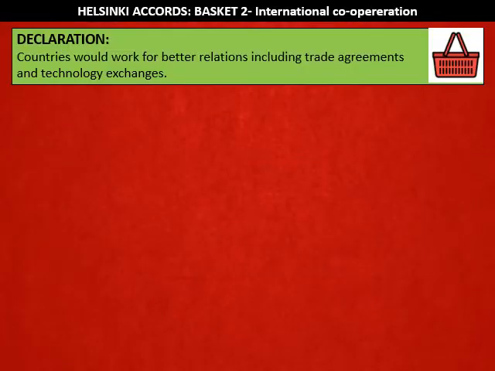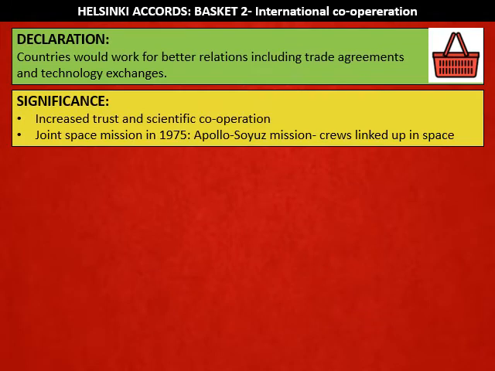The second basket of agreements addressed international cooperation, and they stated that countries would work together for better relations, including trade agreements and exchanges in technology. And the technological cooperation peaked with the Apollo-Soyuz space mission, in which American astronauts and Soviet cosmonauts joined up in space. And that was a highly symbolic moment of unity.